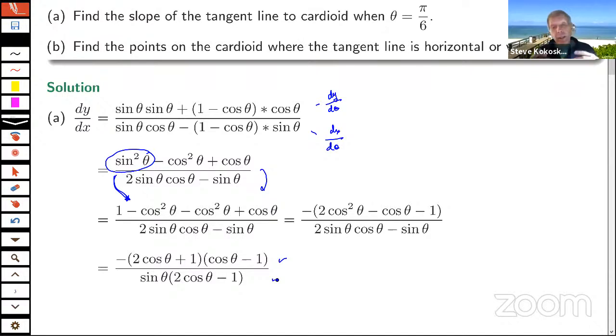Now, I did that because I'm kind of looking ahead a little bit here. I know that I'm going to have to find places where the numerator is 0, and find values of theta where the denominator is 0. And so the standard technique here is to factor completely the numerator and the denominator to do that. All right, so I'll get there. Here's an expression for dy dx. Here's an expression for the slope on the polar curve at a specific value of theta.